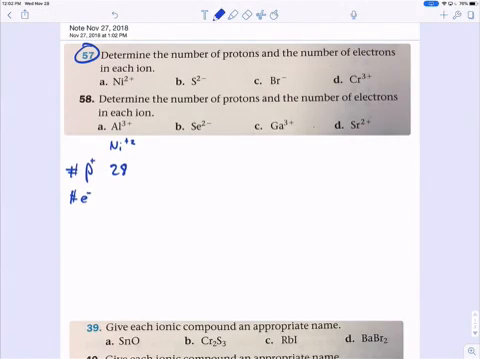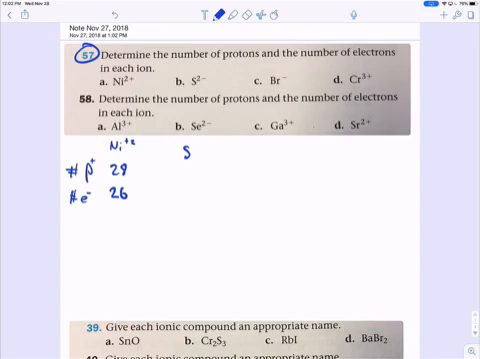So from the periodic table, nickel is element number 28, 28 protons. And the plus 2 means that there are 2 electrons missing, so there are 26 electrons from that. So questions with that?